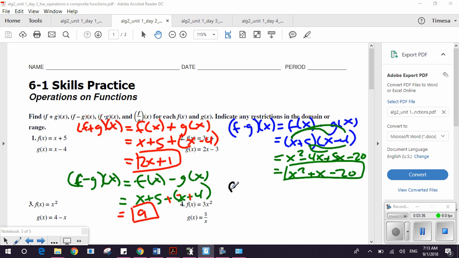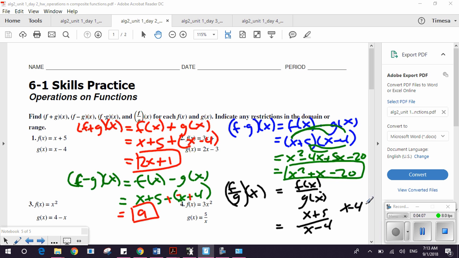And now we're going to do f divided by g of x, which means we're going to take f of x and put it on top of g of x. So that's x plus 5 over x minus 4. When you're doing the division problem, make sure you also include values of x that make the denominator 0. So the easiest way to find that out is take the denominator, x minus 4, put it not equal to 0, and solve for x.